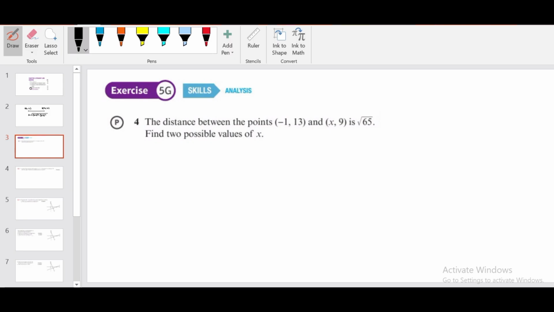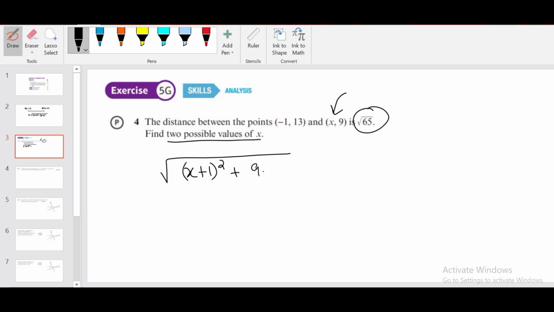Exercise 5G, question number 4. The distance between the 2 points is given and there is a missing coordinate. We need to find the 2 possible values of x. Let's apply the distance formula. Square root of (x2 minus x1). x1 is minus 1, so it becomes plus 1. (y2 minus y1) whole square is equal to square root of 65.